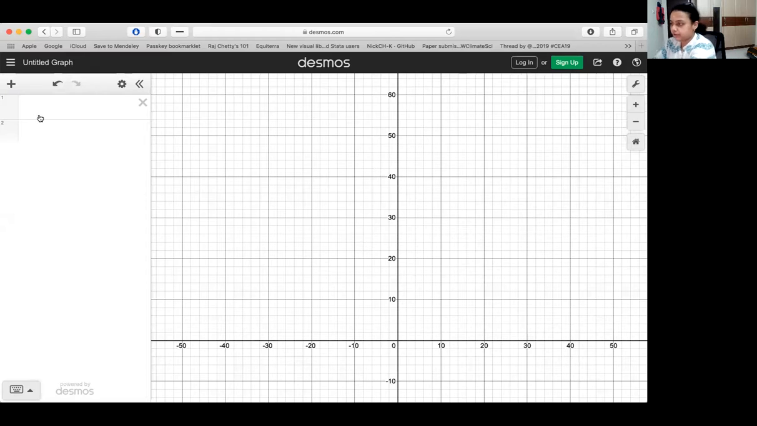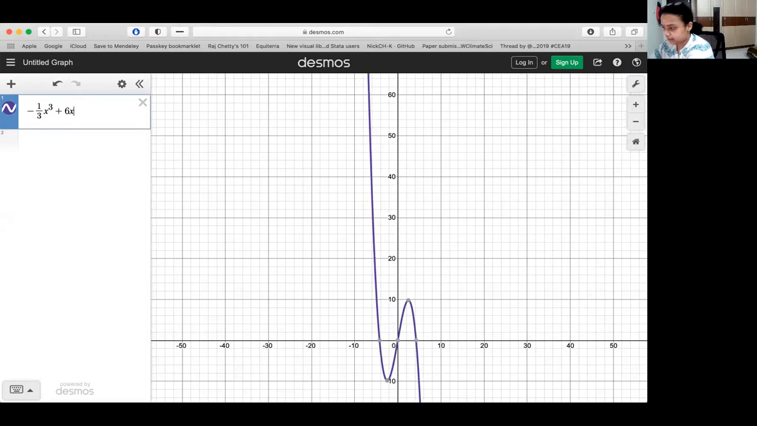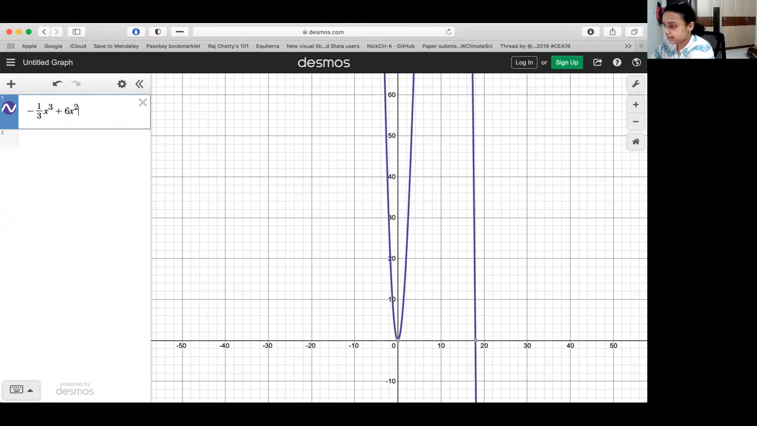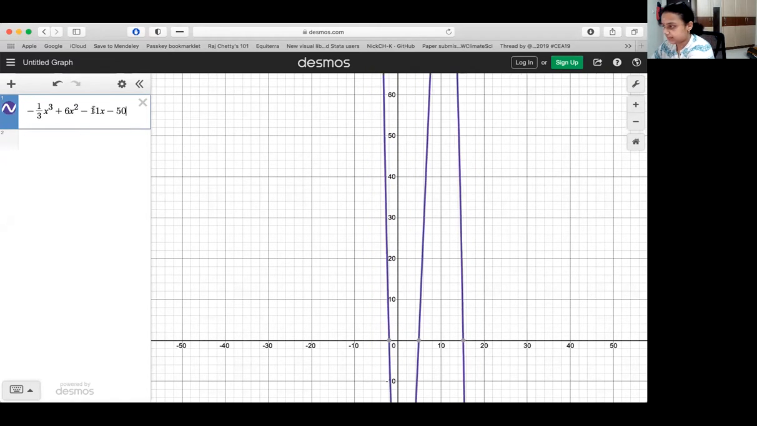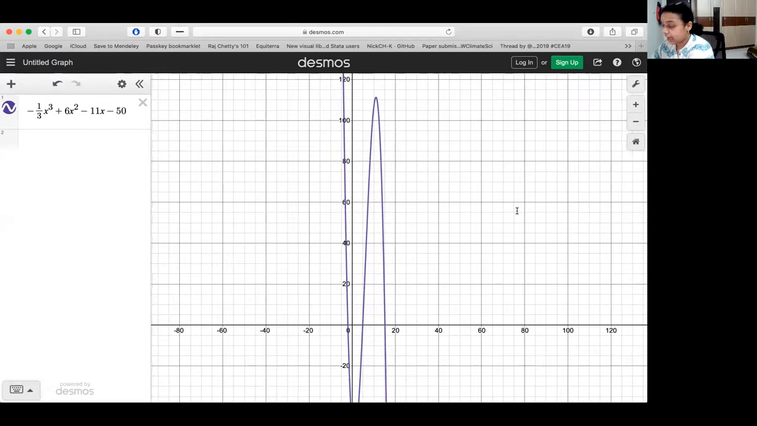We have a profit function that is, say, minus 1 by 3 x cubed plus 6x squared minus 11x minus 50. Okay, so that function looks very interesting. Remember that we are only looking at non-negative values of x, and Desmos actually allows you to do this beautifully.